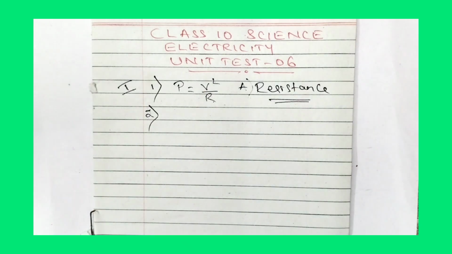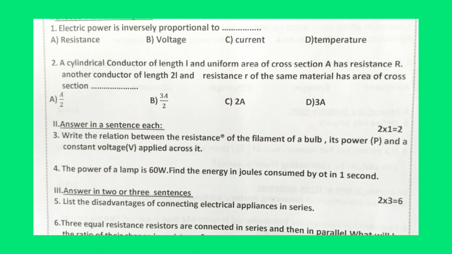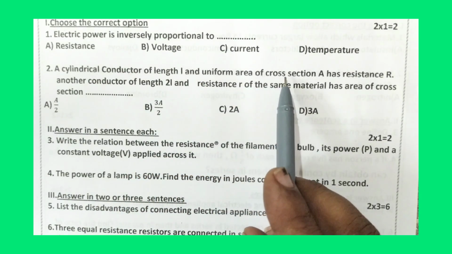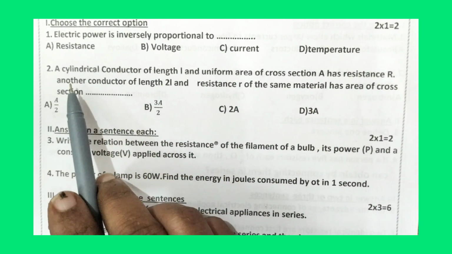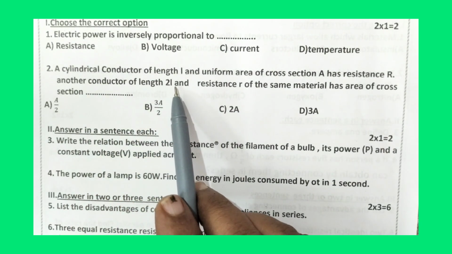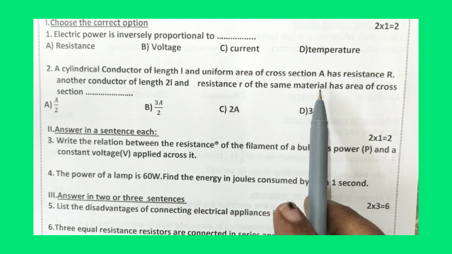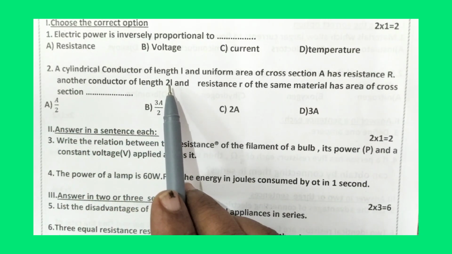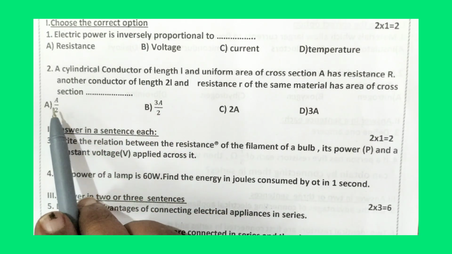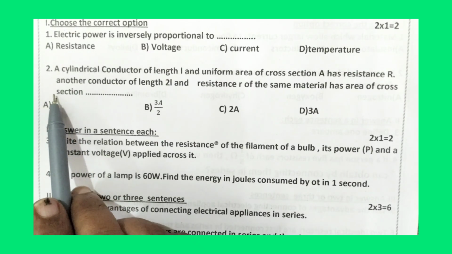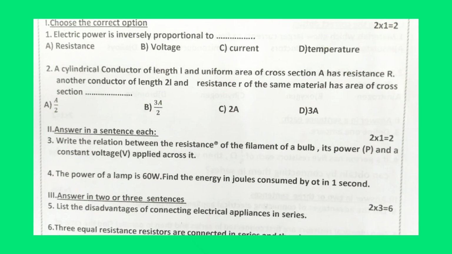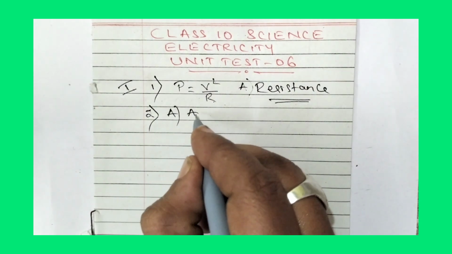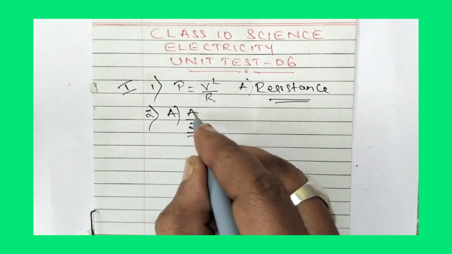Now let us move to the second question. A cylindrical conductor of length L and uniform area of cross section A has a resistance R. Another conductor of length 2L and resistance R of the same material has an area of cross section dash. As the length becomes double, the area reduces to half. Therefore, the right option is option A, that is A by 2. So the area reduces to half.